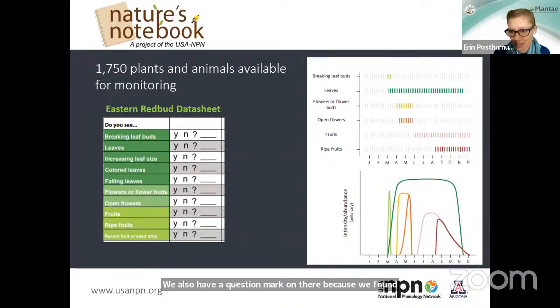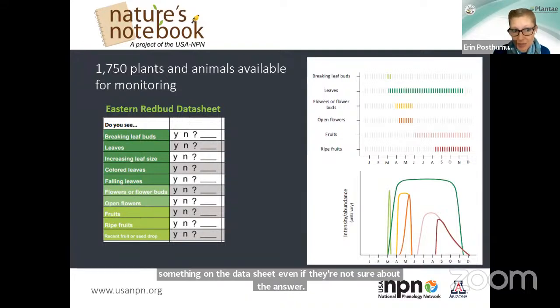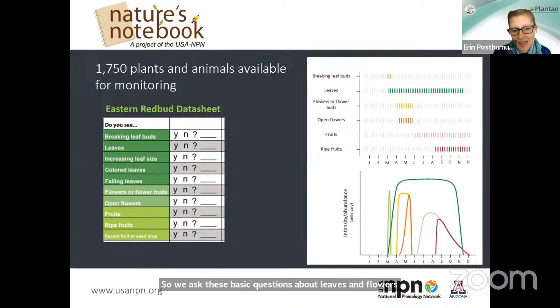So we offer that so they can mark something on the data sheet, even if they're not sure about the answer. So we ask these basic questions about leaves and flowers and fruits. Everyone's answering in the same way. And then we also have a secondary question about the degree to which that life cycle status is occurring. And you can see that reflected on this graph here on the right.